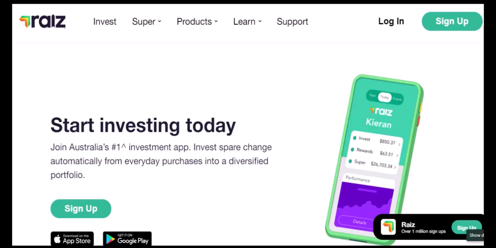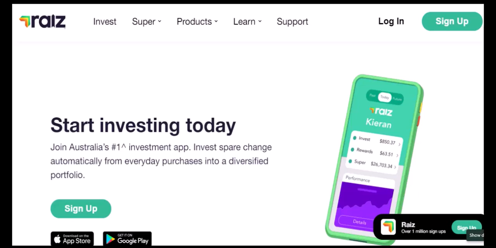Here's the breakdown. Raiz uses what's called a tiered fee system, and it generally switches from a fixed monthly fee to a percentage-based annual fee once your balance hits a certain threshold. For most basic portfolios, when your balance is under the set limit, which is currently around $26,000 for the regular plan or $28,000 for the plus plan, you pay a fixed monthly maintenance fee. For example, the regular plan charges about $5.50 per month.